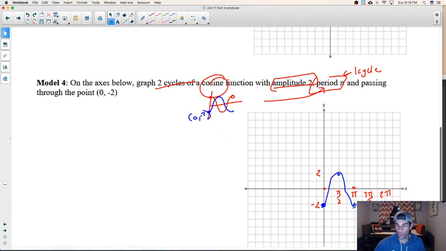Now they wanted 2 cycles, so I'm just going to repeat that. It's going to go up to 2. There you go. Down, up, down, and there you go. So now I completed 2 cycles between 0 and 2 pi with a period of pi and an amplitude of 2. Take it for what it's worth.